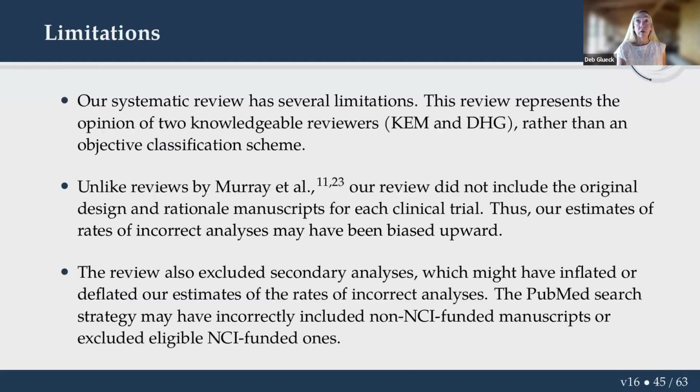Our work did have some limitations. First of all, this represents the opinion of two knowledgeable reviewers, that's Keith Muller and Deb Glick, rather than an objective classification scheme. And unlike reviews by Murray et al., we did not include the original design and rationale manuscripts for each clinical trial. Thus, our estimates of the rate of incorrect analyses may have been biased upwards. We also excluded secondary analyses. This exclusion might have inflated or deflated our estimates of the rates of incorrect analyses. Our PubMed search strategy may have incorrectly included non-NCI-funded manuscripts or excluded eligible NCI-funded manuscripts.